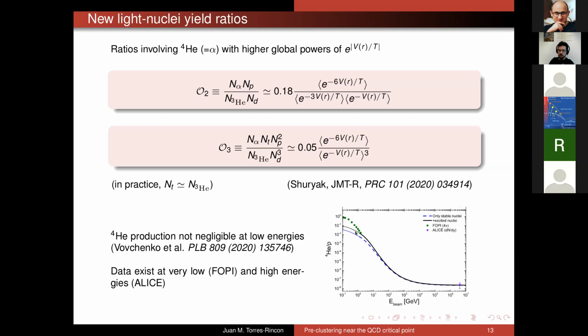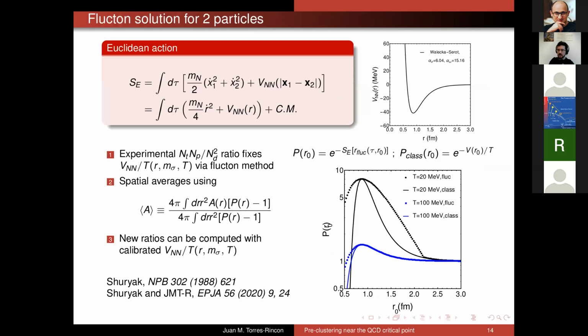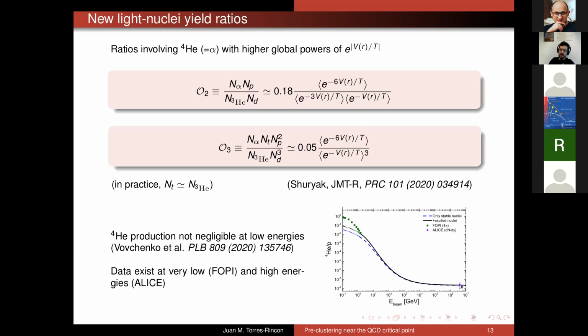And in fact, when you are at the low energies, and these are experimental data from FOPI, at these low energies, the ratio is small, but it's not that small, not negligible anymore. So for the interesting region, where the critical point might be located, the production of helium-4 is not negligible. And then it should be possible to measure this state. So now the point is, of course, right now there's no experimental data, at least that I know of, in this intermediate region.